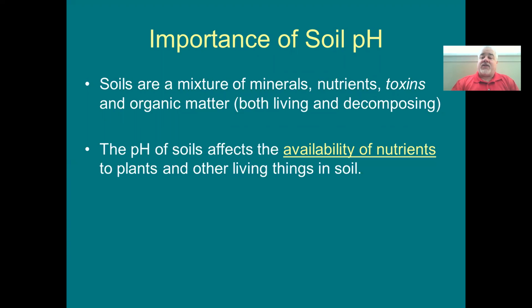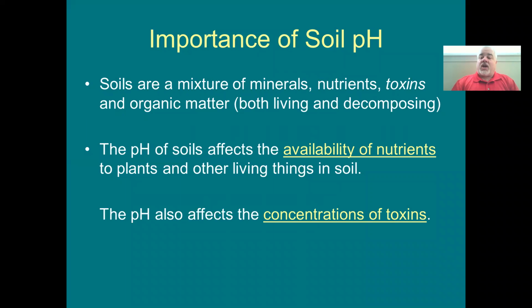It also has an impact on the living things in the soil. It has an impact on the availability or concentration of toxins that might be in the area. And it's not just in the soil. If I change the pH of my blood, it could be lethal. We have a very narrow range that's survivable for human blood. We need the pH of our blood to be stable.